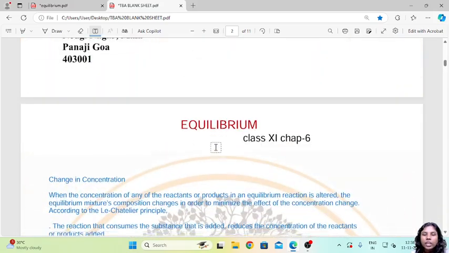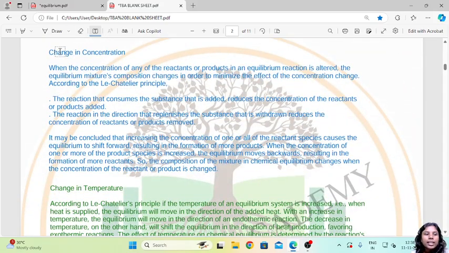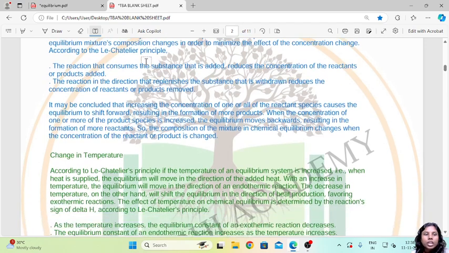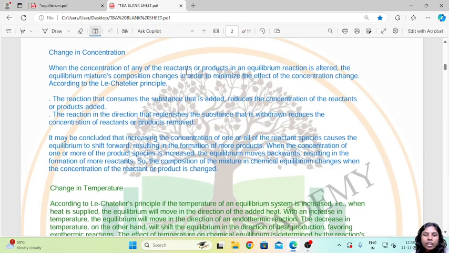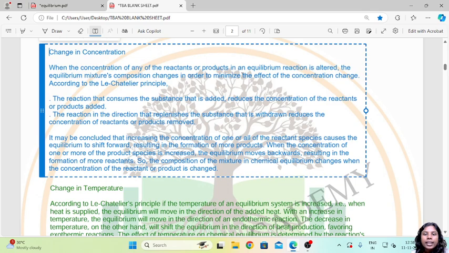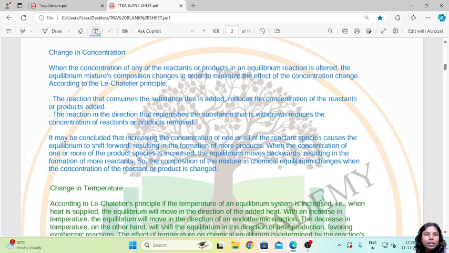So all these factors we are going to discuss right now. So let's begin with change in concentration. When the concentration of any of the reactants or products in an equilibrium reaction is altered, the equilibrium mixture's composition changes in order to minimize the effect of the concentration change.